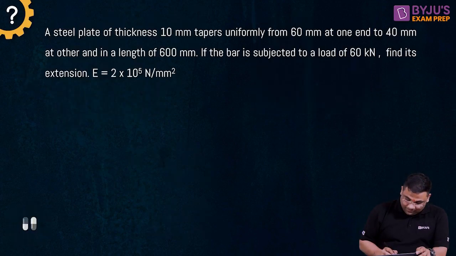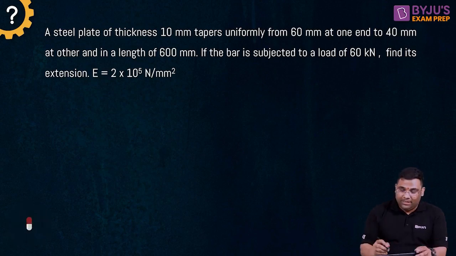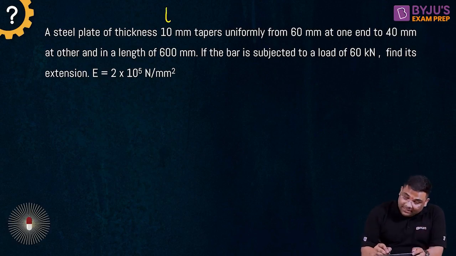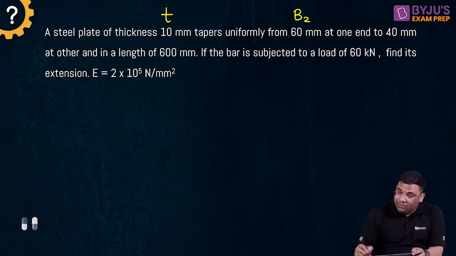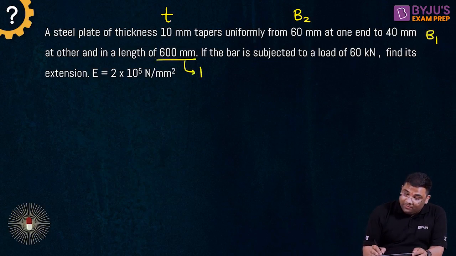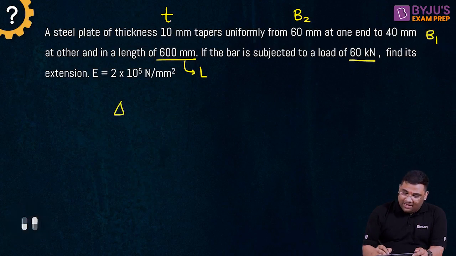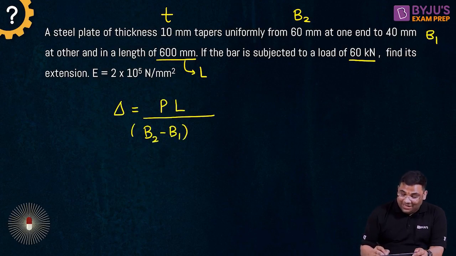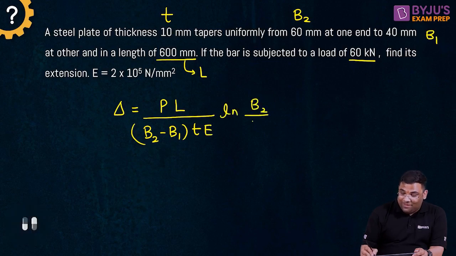Now we'll solve a short question. A steel plate of thickness 10 mm tapers from 60 mm, I can say this is B2, to B1 40 mm on the other end, and the length is given 600 mm. It is subjected to a load of 60 kilonewton. Find the extension. Directly I can write this as PL by B2 minus B1, into T into E ln B2 by B1.